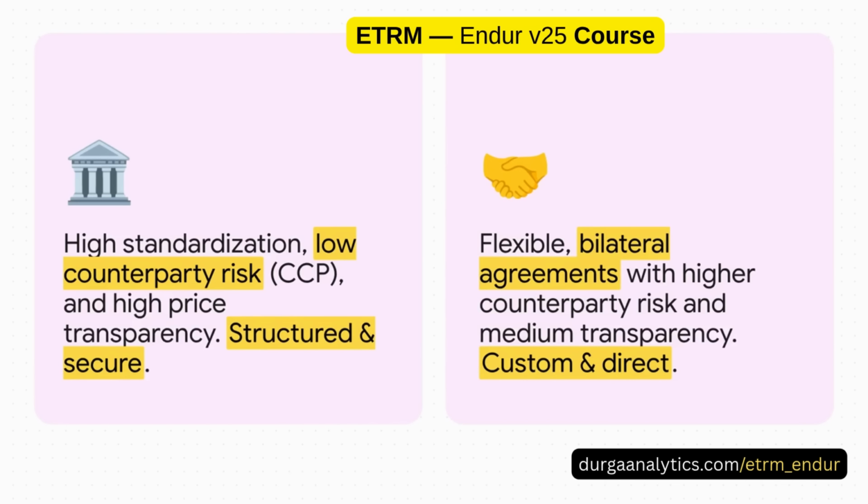Then on the other side, you have the over-the-counter world, or OTC. This is all about flexible, custom-built contracts negotiated directly between two parties. The catch? That flexibility comes with direct, bilateral counterparty risk and a lot less price transparency. The really crucial point here is that Endur is built from the ground up to handle both of these worlds at the same time, because honestly, a modern energy business can't survive without both.